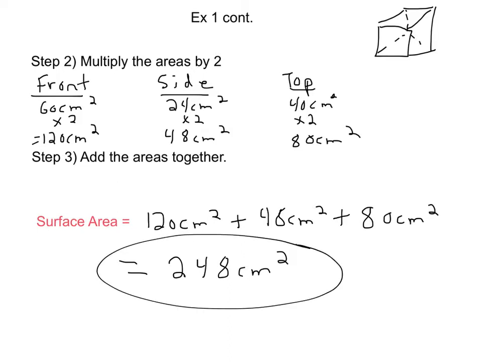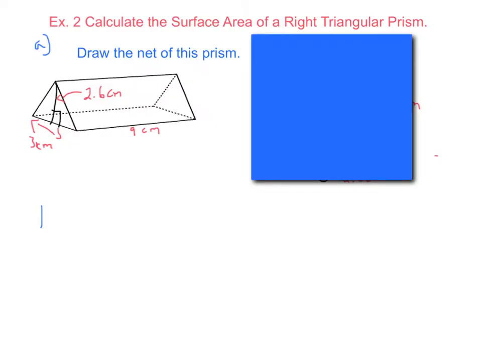So let's take a look at our next 3D prism. Okay, so second one here, we're looking at the surface area of a right triangular prism. So just like before, I'd like you to draw the net of this prism.